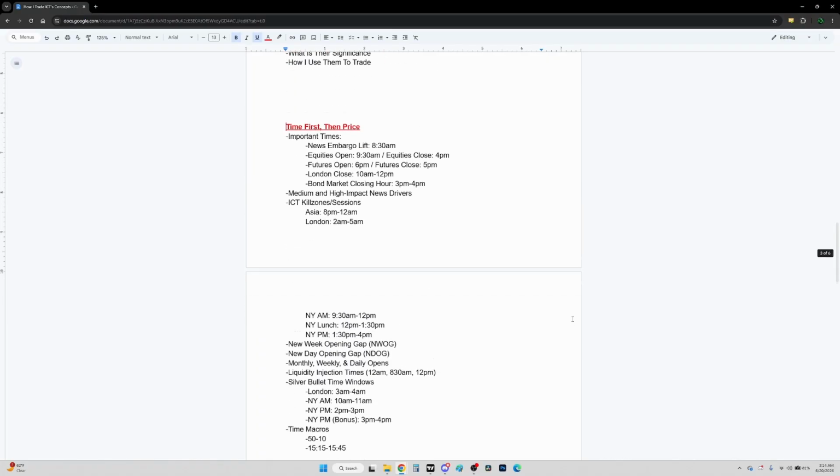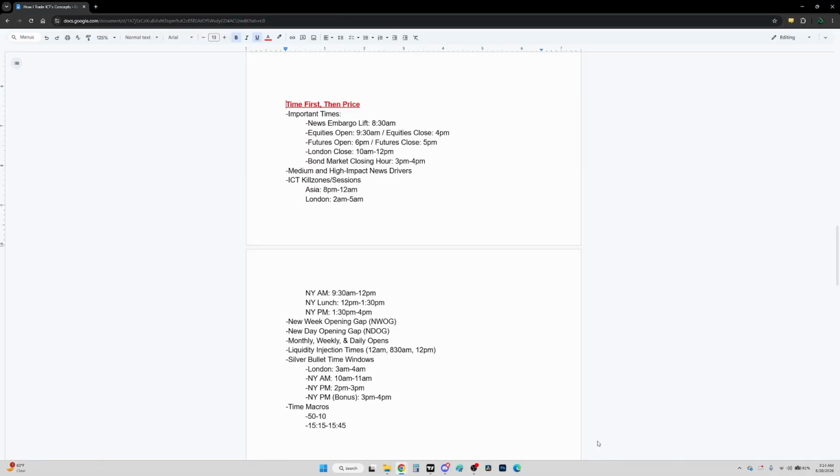So it looks like there's a lot here. However, I will try my best to go through it pretty quickly because it doesn't take a lot of time to talk about these. So we'll get into this. We're going to talk about the important times. We're going to talk about medium and high impact news drivers. We're going to talk about the ICT Killzones and sessions. We're going to talk about the new week and new day opening gaps. We're going to talk about monthly, weekly, and daily opens. We're going to talk about liquidity injection times. We're going to talk about silver bullet time windows. And then we're going to talk about time macros.